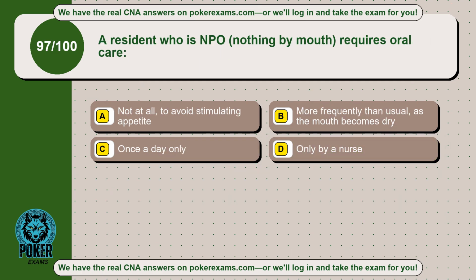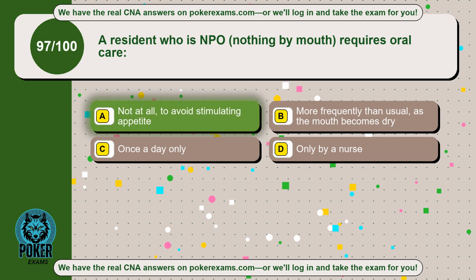Question 97. A resident who is NPO, nothing by mouth, requires oral care. Option A, not at all, to avoid stimulating appetite. Option B, more frequently than usual, as the mouth becomes dry. Option C, once a day only. Option D, only by a nurse.